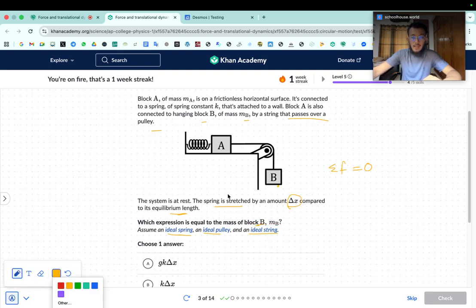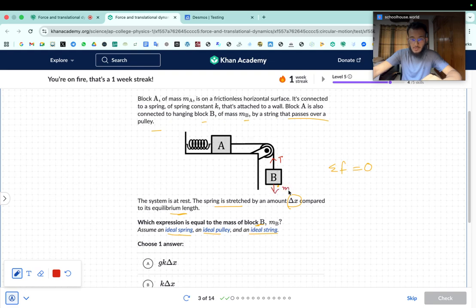Because the entire system is at rest, we know that the tension must equal the weight of this block, which is mg, or to be specific, m of b times g. This would be equivalent to the leftward force that we are getting from the spring on this block. So we know that F equals k times x, being the extension, or the del x. So this thing must equal k times del x.